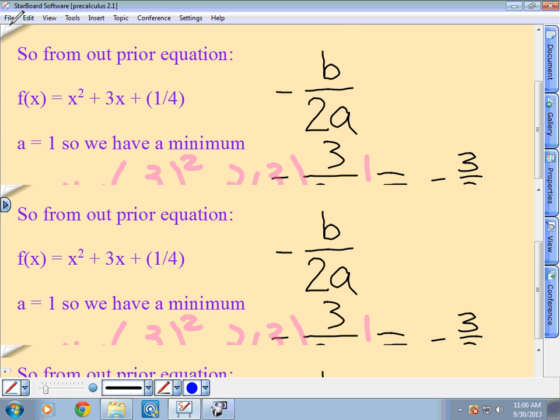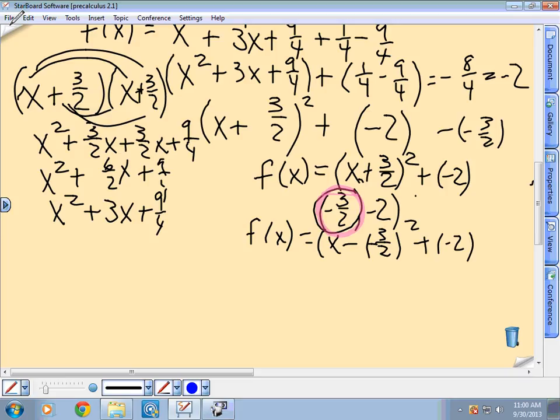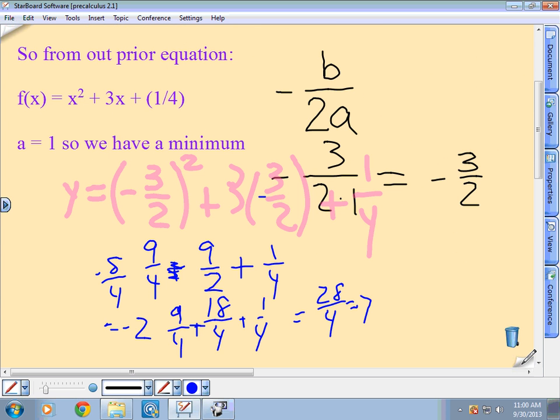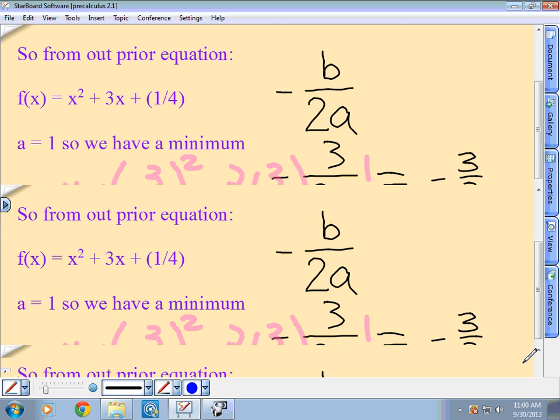Yeah. And negative 2 was our y value. I'm sorry about that. You helped. See? You could do this. All right. Easy enough to find the vertex for minimums and maximums.